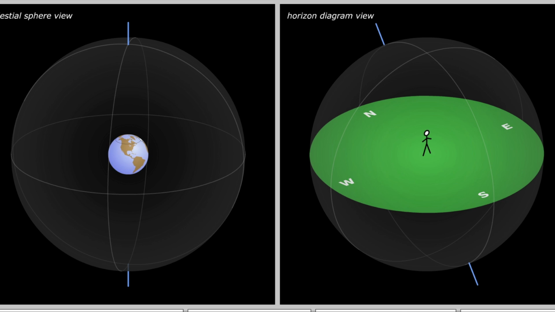Directly above you is a point called the zenith, and that's unique to you. Wherever you move, your zenith moves with you. It's directly above your head on the celestial sphere. And if you look at your feet and you go through the Earth with X-ray vision, on the celestial sphere is the nadir.